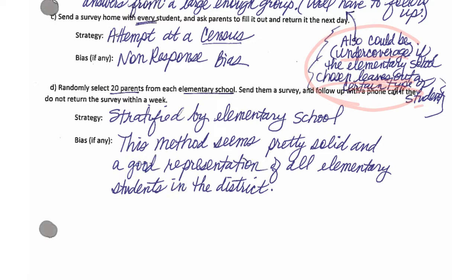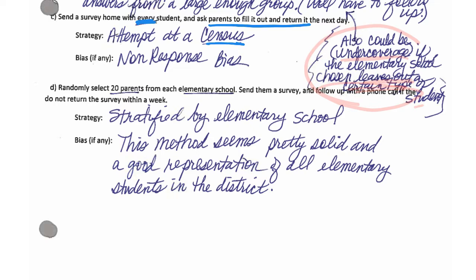Next, send a survey home with every single elementary student in the district. That sounds like a huge undertaking to me. And ask parents to fill it out and return it the next day. I mean, that is just non-realistic. But anyway, first of all, since they're asking every single one of them to do it, then they're attempting a census. And we know that's pretty unrealistic. But I still think you could say some other things. What else did you say? Anybody hone in on this?